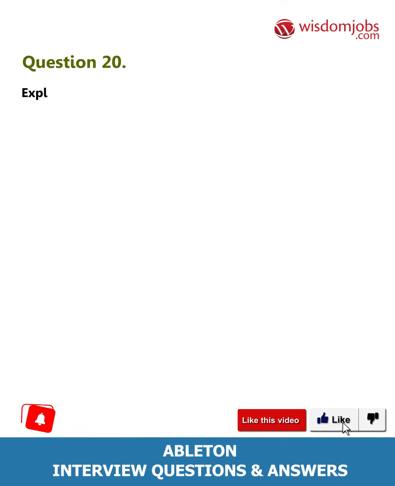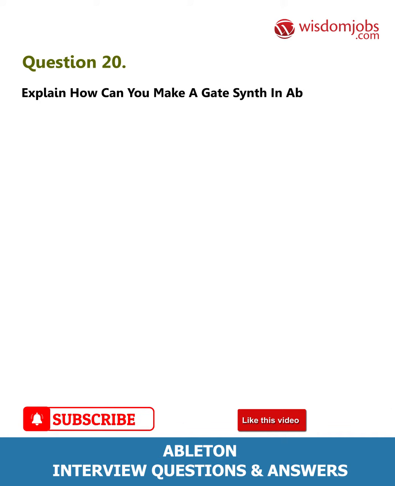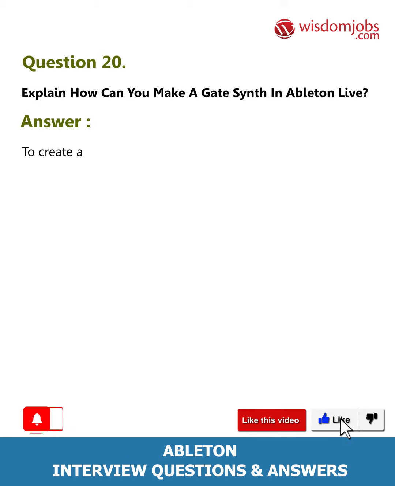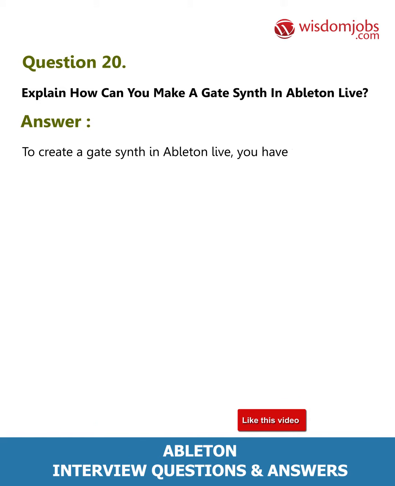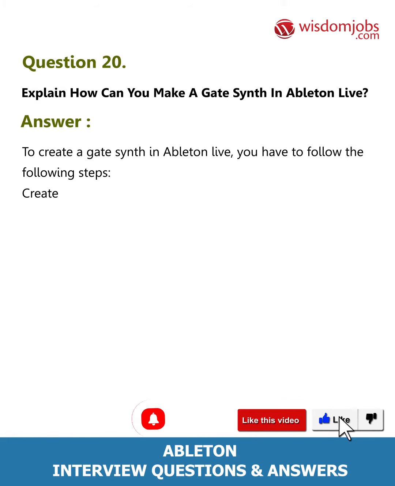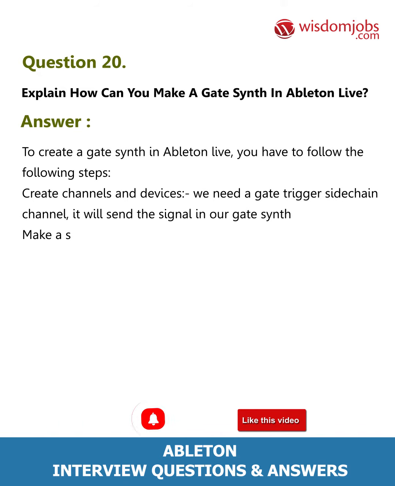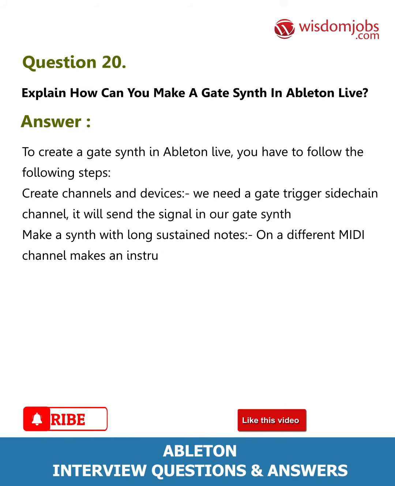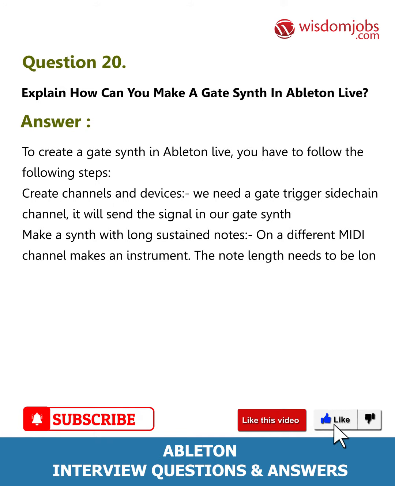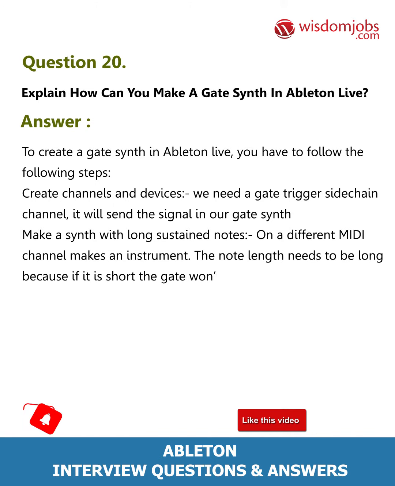Question 20. Explain how can you make a gate synth in Ableton Live? Answer. To create a gate synth in Ableton Live, you have to follow the following steps. Create channels and devices. We need a gate trigger sidechain channel. It will send the signal in our gate synth. Make a synth with long sustain note on a different MIDI channel. Make an instrument. The note length needs to be long because if it is short the gate won't do anything.